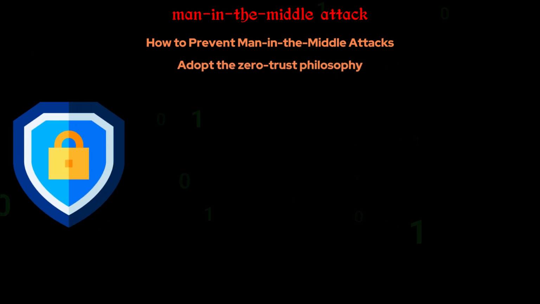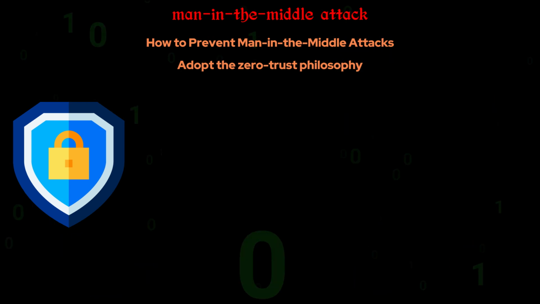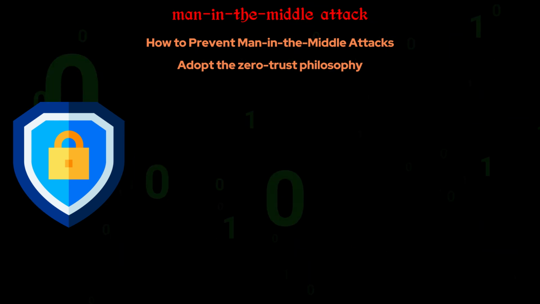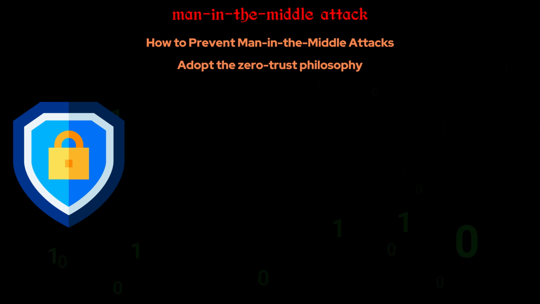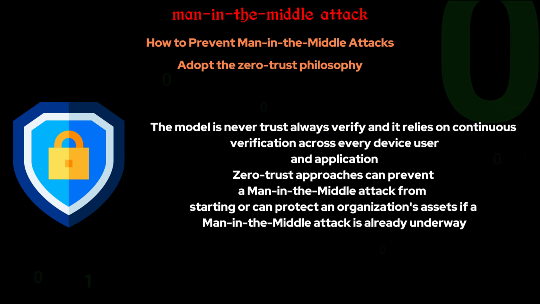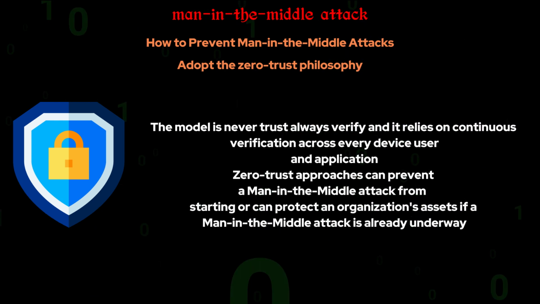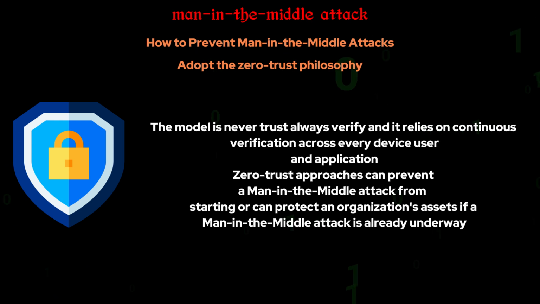Adopt the Zero Trust philosophy. Zero Trust is a security concept that requires organizations to not automatically trust anything inside or outside its perimeters. Instead, they must first verify anything trying to connect to their systems before granting access. The model is never trust, always verify, and it relies on continuous verification across every device, user, and application. Zero Trust approaches can prevent a man-in-the-middle attack from starting or can protect an organization's assets if a man-in-the-middle attack is already underway.